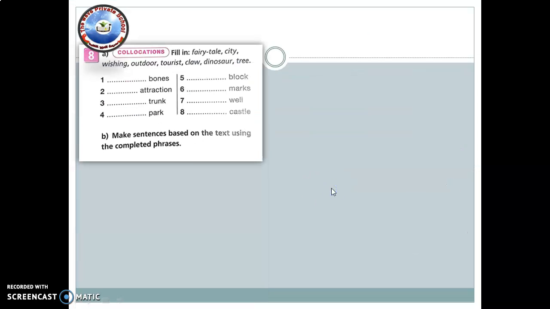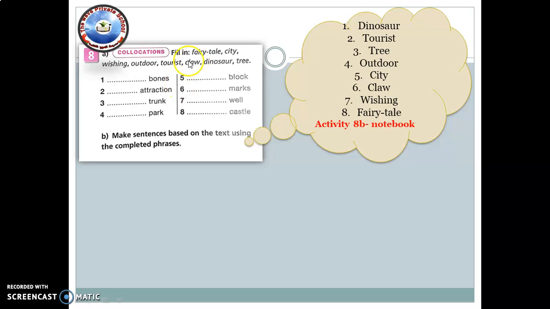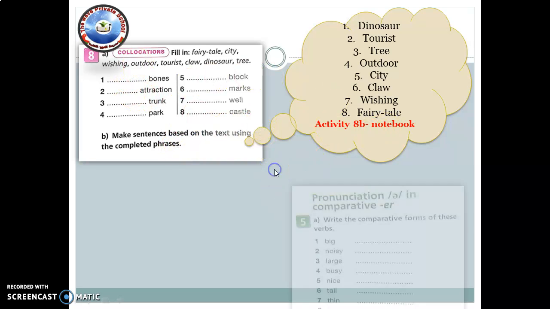And then next we have here number 8. This one is collocations. All you have to do is match the words here to make phrases like number 1, dinosaur bones. Number 2, tourist attractions. Now the activity B or 8B is in the notebook. Make sentences based on the text using the complete phrases. Okay, use them in sentences. So it means you're going to write 8 sentences.